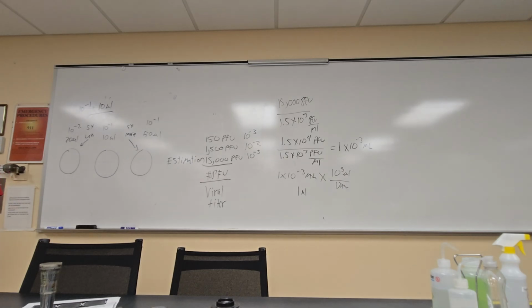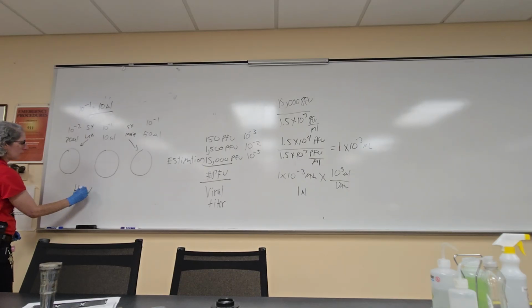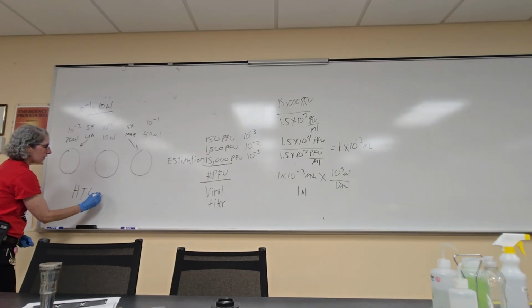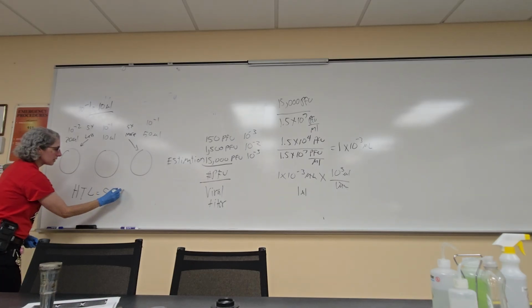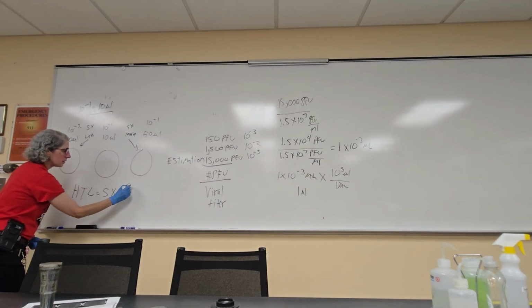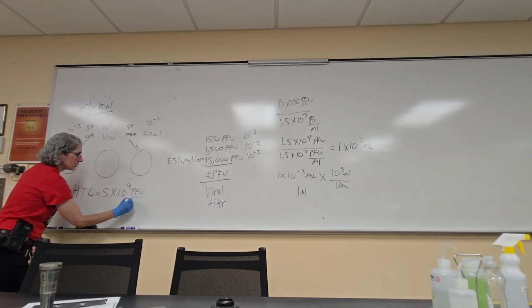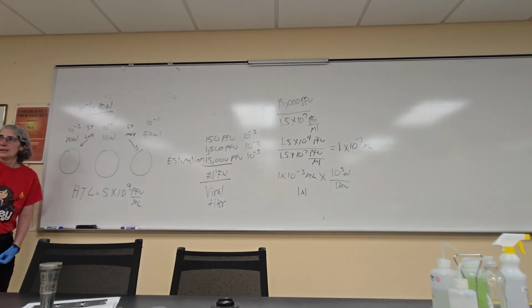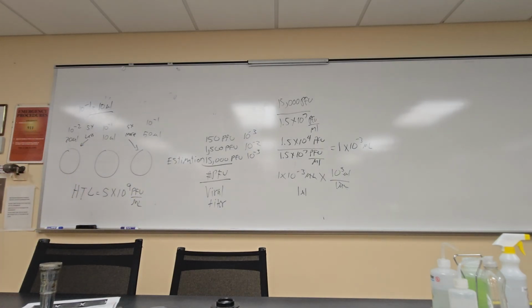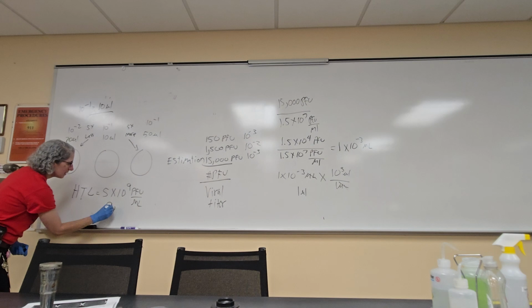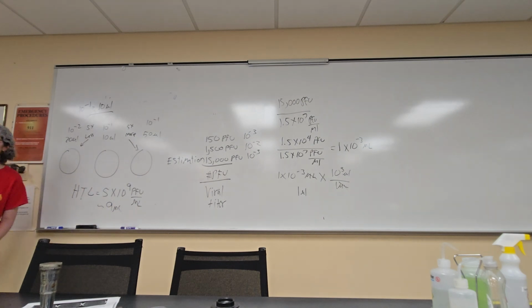And our ultimate goal is to have a high titer lysate, so we call it HTL, high titer lysate of about 5 times 10 to the 9 plaque forming units per mil. So we're basically going to keep doing this until we have that. And 9 mils of that? About, yeah. 9 mils, roughly.